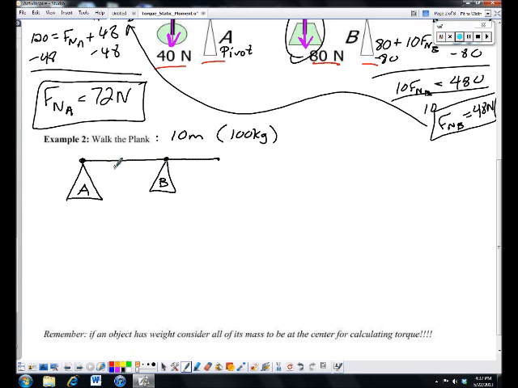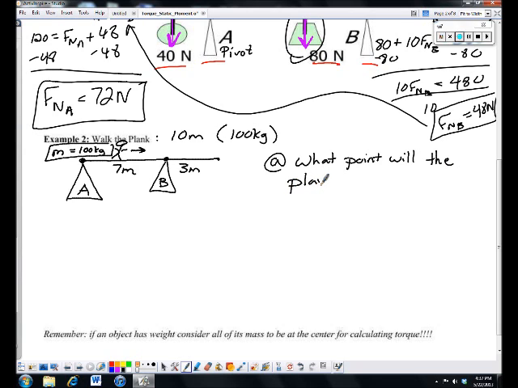On this side of the plank, I've got, say, 7 meters, and on this side of the plank, that must mean I have 3 meters. And I am going to walk the plank this way. And I'm going to say that my mass is 100 kilograms. So what I want to know is at what point will the plank tip over?